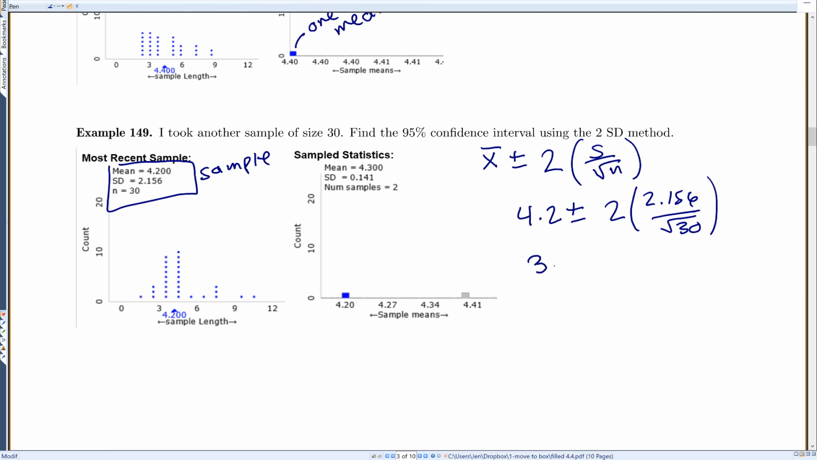Hopefully I put it all in. No one's here to correct me. 3.41 to 4.99. So that's my confidence interval.